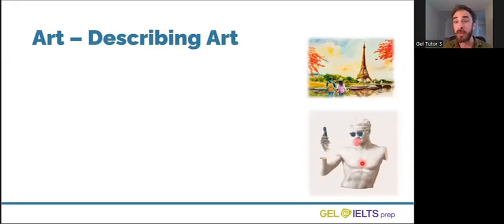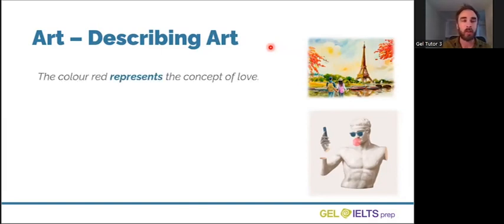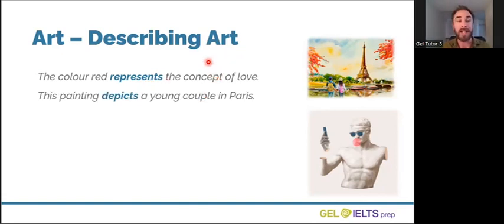Here we can see 2 pieces of art. In the top image, we can see a young couple. They're probably in Paris. We might say that the color red represents the concept of love. So if we're analyzing this painting, we might see the red and think, the artist has chosen this color to represent an idea. But the painting depicts a young couple in Paris. That is what we can see in the painting. That is the reality of the painting.